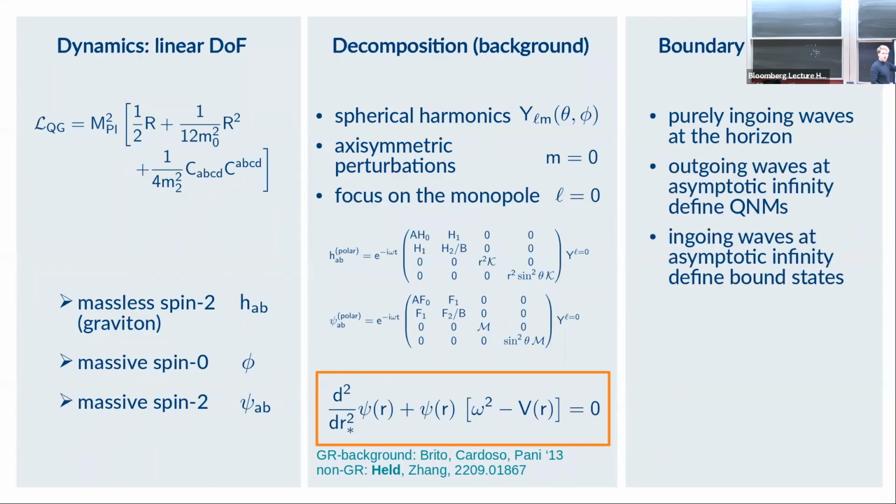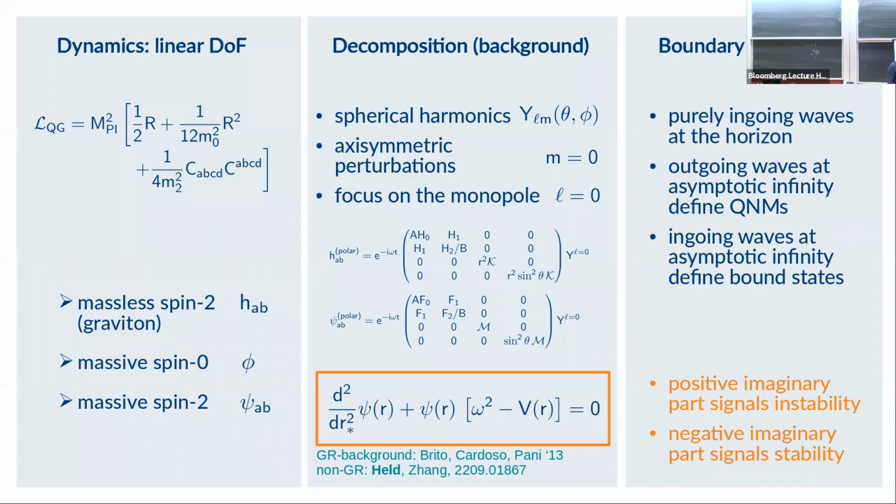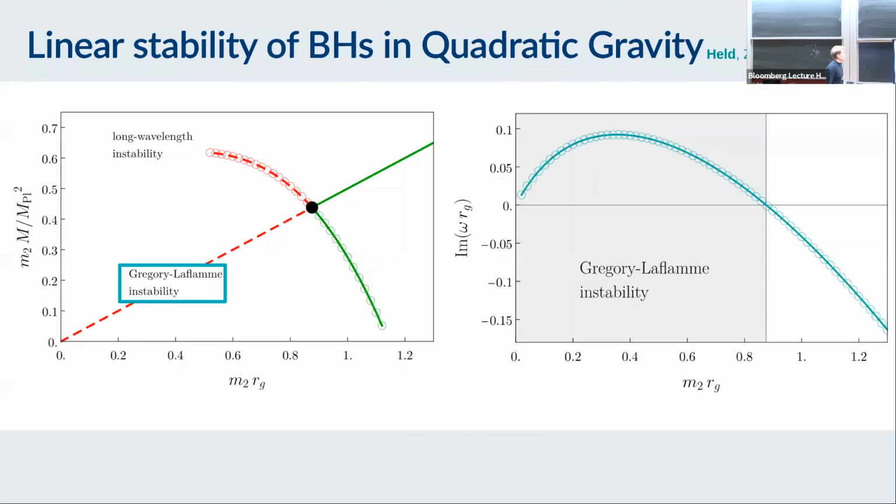Of course, you need to set boundary conditions. If you find a positive imaginary part, it's an instability, and if you find a negative imaginary part, it's stable. That's exactly what you can do on the Schwarzschild background. This is a result that's been known for quite some time. I'm calling this a Gregory-Laflamme instability, which you might know from higher dimensional physics, because the master equation is exactly the same, which tells you that the linear dynamics for very different nonlinear problems can actually be the same.